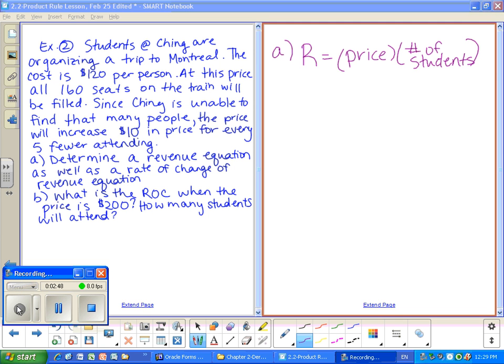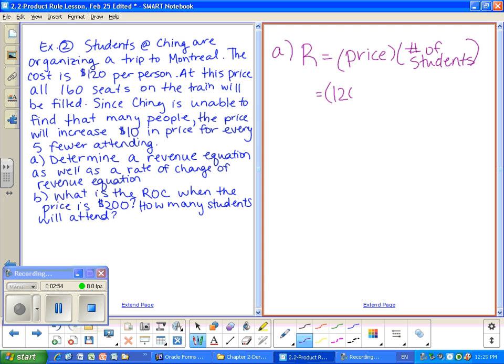So for example, the price. What do we know about the price? Okay, we know it's 120. And then we know that it's going to go up to $10 depending on how many people come. What about the number of students? Yeah, we know 160 are intended to come, but right, we might possibly lose.